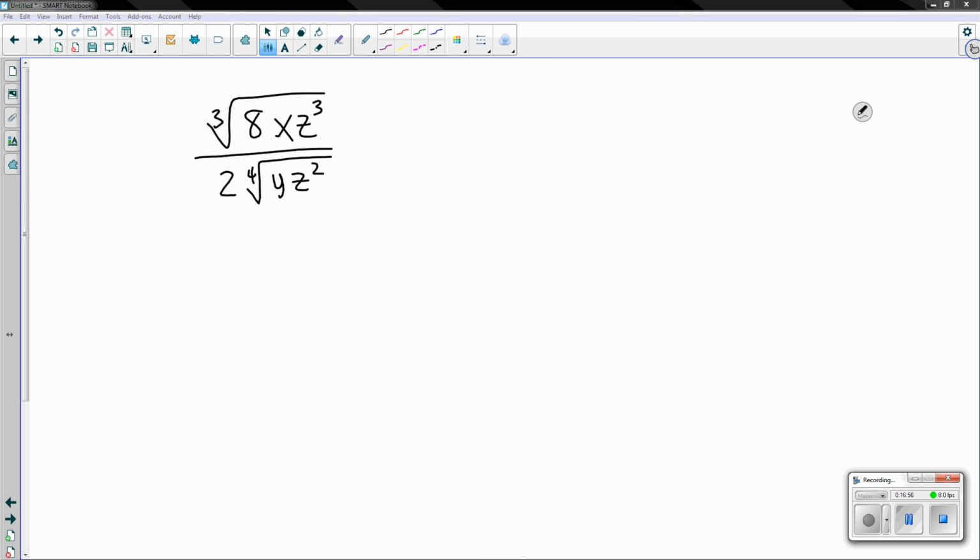So let's end the video on one last example where we have to simplify this radical expression. So what you might do is simplify the numerator and the denominator individually if you can. So the numerator, the cube root of 8 is 2. The cube root of x is just cube root of x. I can't do anything with that. And the cube root of z to the third is z, so I can pull out a z. So we have this up top.